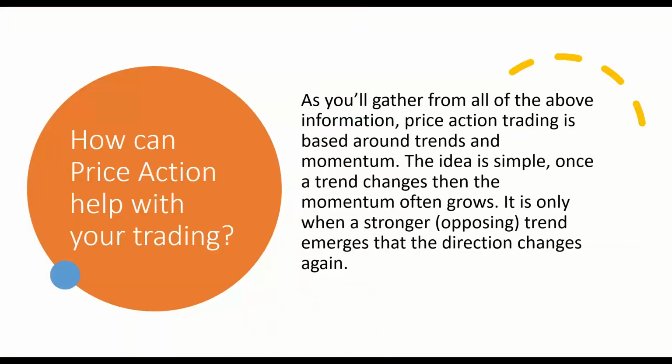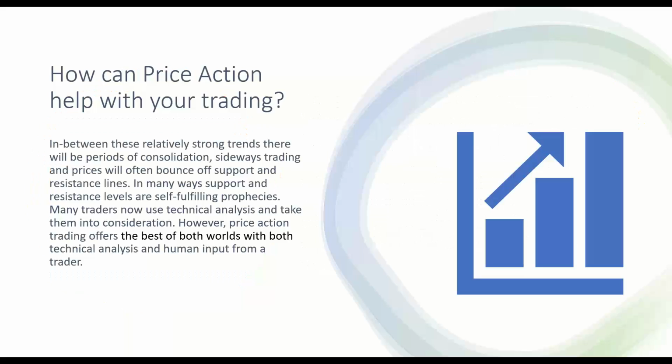As you'll gather from all the information, price action trading is based around trends and momentum. The idea is simple. Once a trend changes, then the momentum often grows. It is only when a stronger opposing trend emerges that the direction changes again. In between these relative strong trend moves, there are periods of consolidation. Sideways trading, and prices will often bounce off of support and resistance lines.